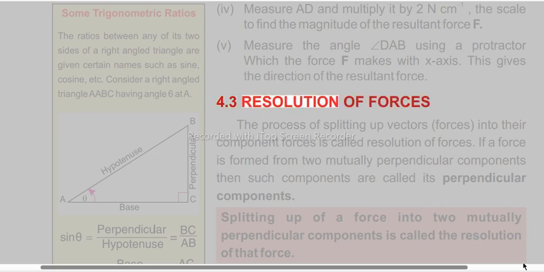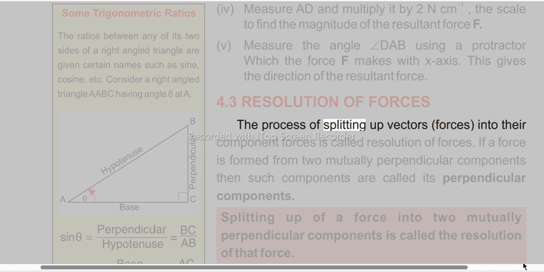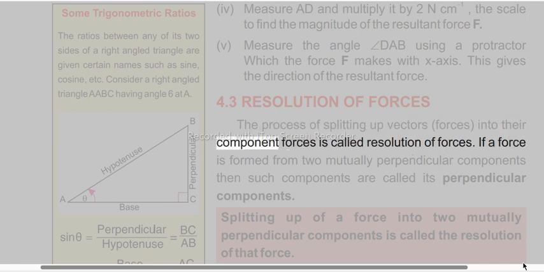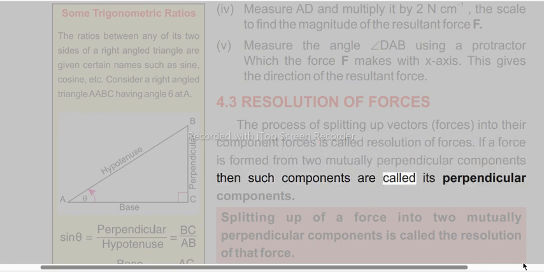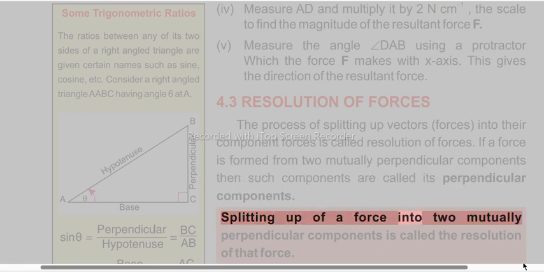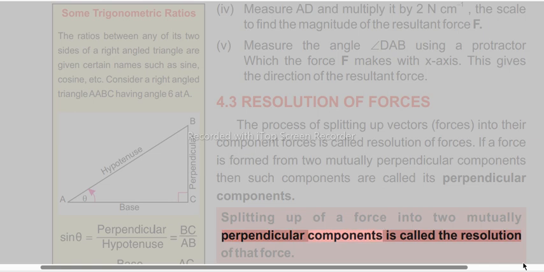Resolution of forces. The process of splitting up vectors, forces, into their component forces is called resolution of forces. If a force is formed from two mutually perpendicular components, then such components are called its perpendicular components. Splitting up of a force into two mutually perpendicular components is called the resolution of that force.